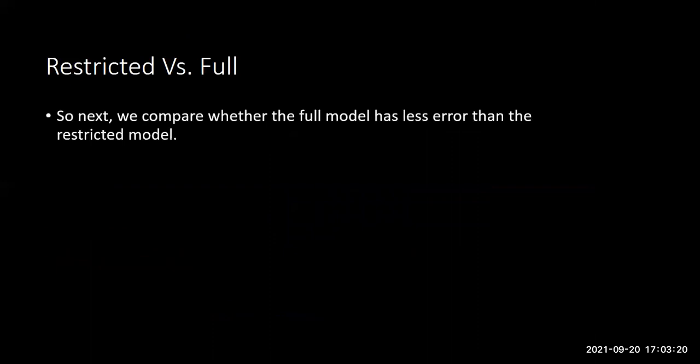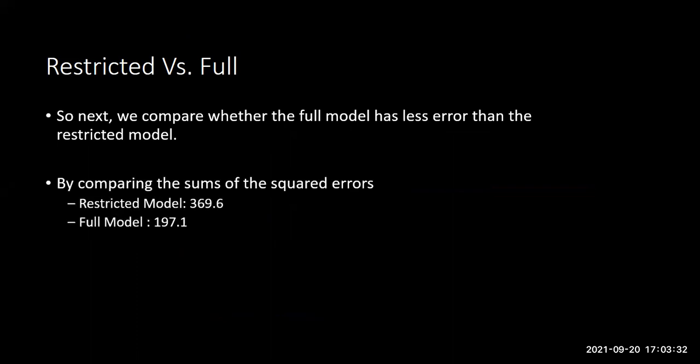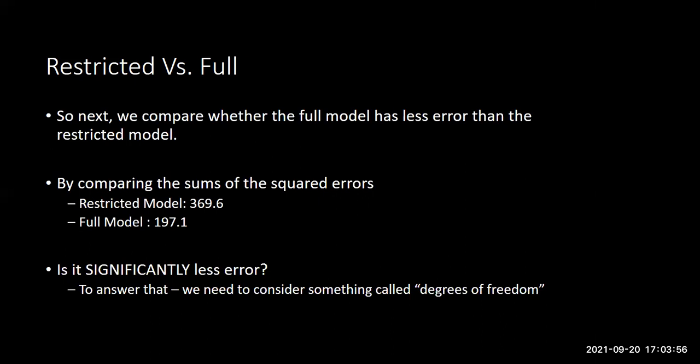And so now we have the amount of error in our full model and the amount of error in our restricted model, and we're going to compare them to determine whether one has less. How will we do that? Oh, I'm so glad you asked. We're going to compare the sums of squared errors. One of them has 369, and one of them has 197. So is it less error? By eyeball, yeah, it looks like less error. But is it significantly less error? Is it statistically significantly enough less error that we want to keep it?